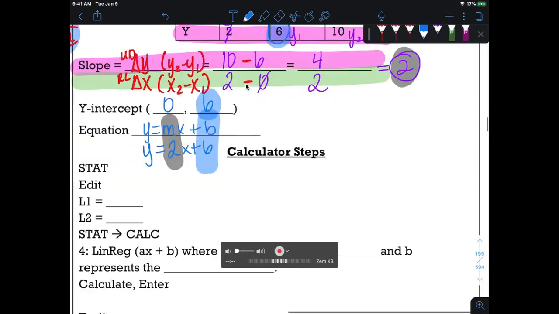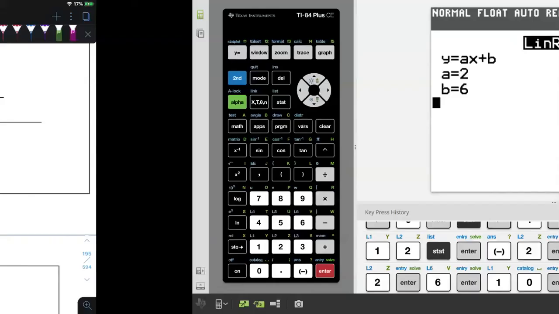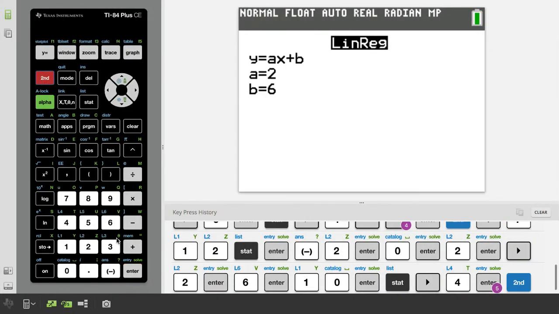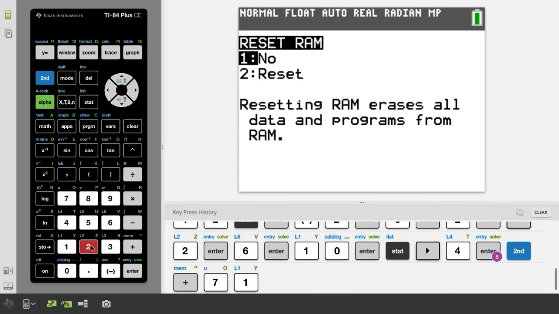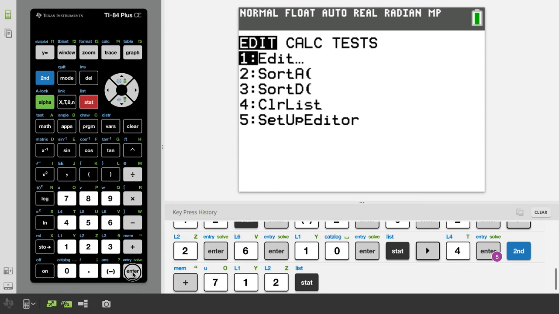Let's try one more. First thing I see is that it's a table. Second thing I see, they're trying to play with my emotions, and they named y as a capital F. All right, totally fine. For this one, I'm going to do it strictly in the calculator. So I'm going to swing back over to my calculator, clear everything out, and go back to Stat, Edit.